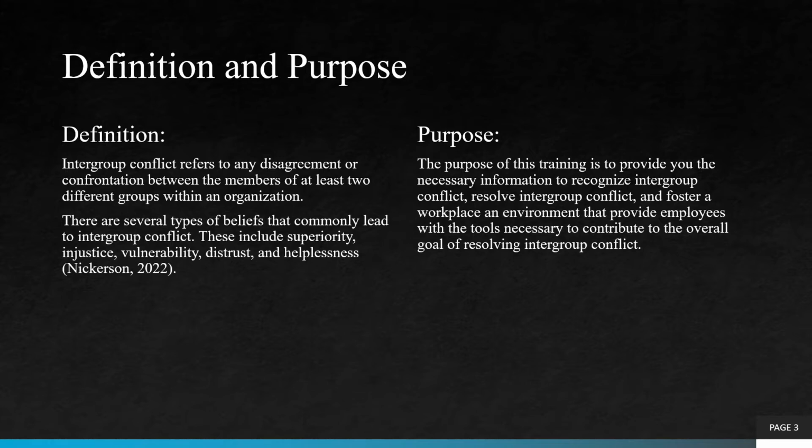The purpose of this training is to provide you the necessary information to recognize intergroup conflict, resolve intergroup conflict, and foster a workplace environment that provides employees with the tools necessary to contribute to the overall goal of resolving intergroup conflict.